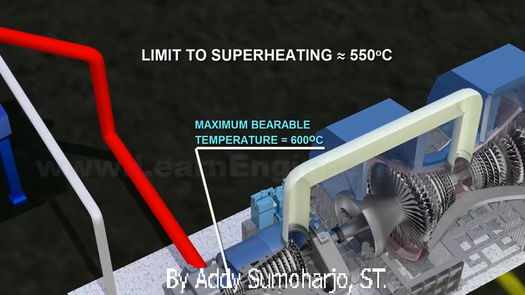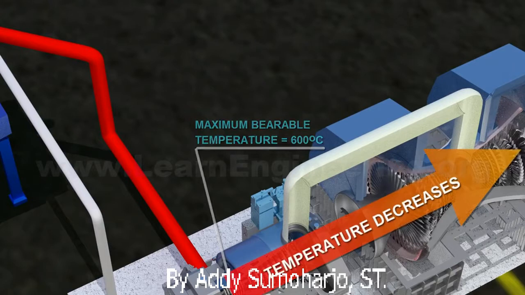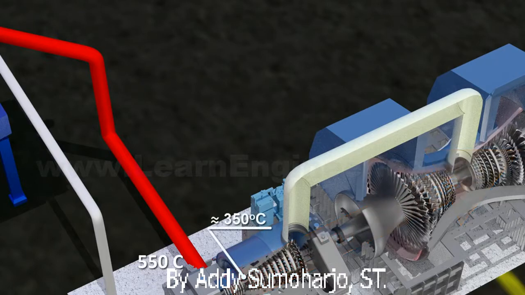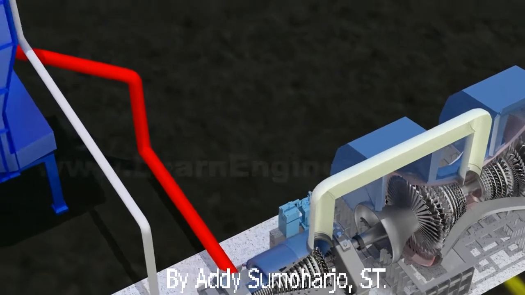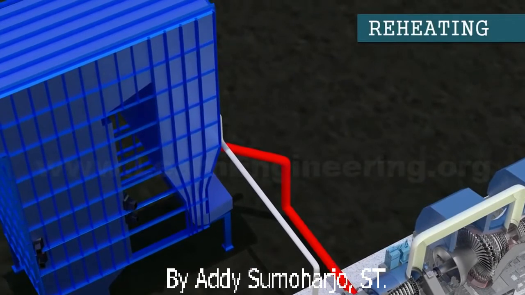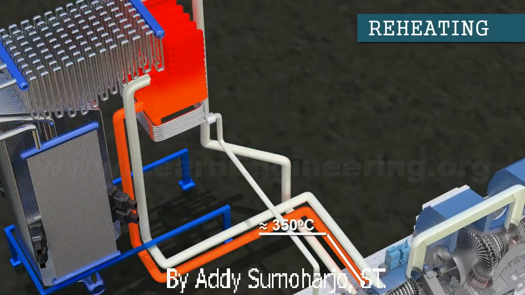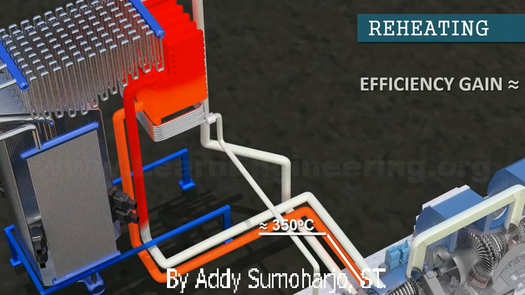The temperature of the steam decreases as it flows along the rows of the blade. Consequently, a great way to increase the efficiency of the power plant is to add more heat after the first turbine stage. This is known as reheating, and it will increase the temperature of the steam again, leading to a high power output and greater efficiency.